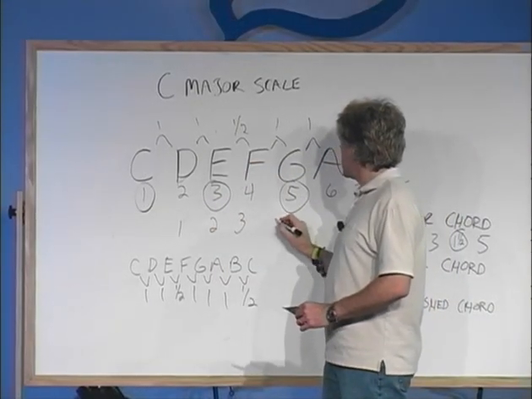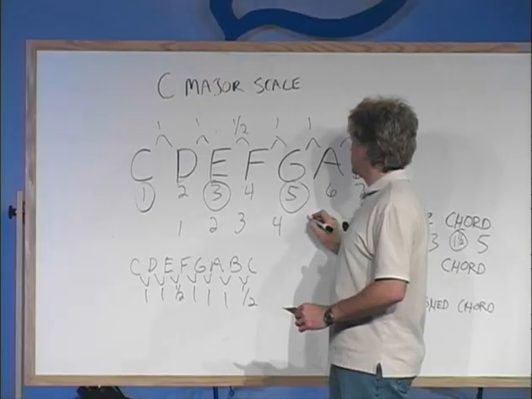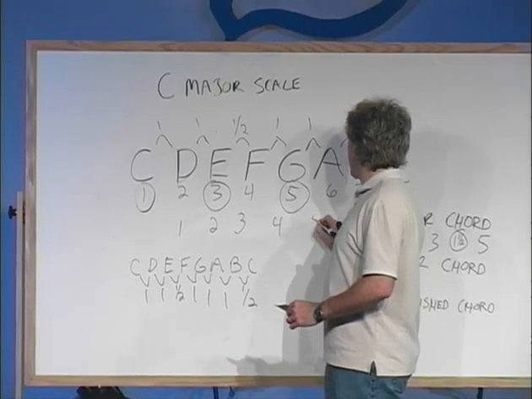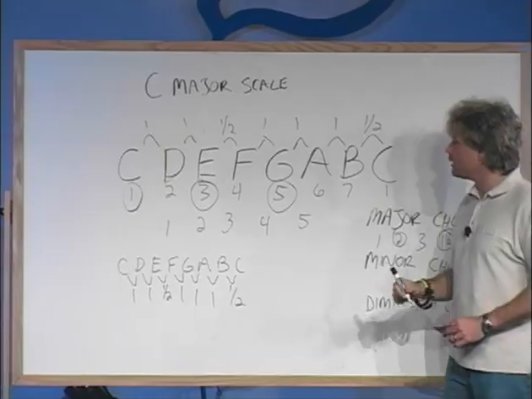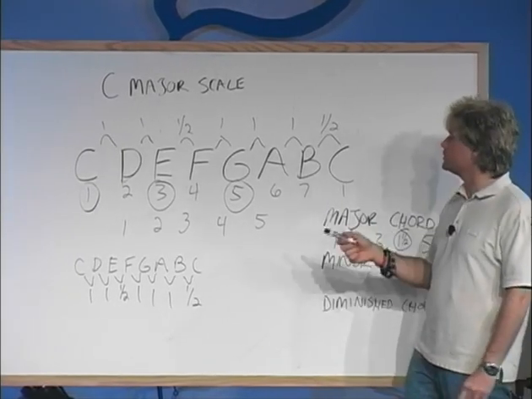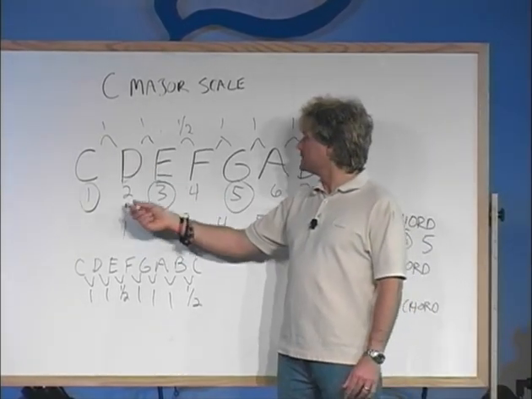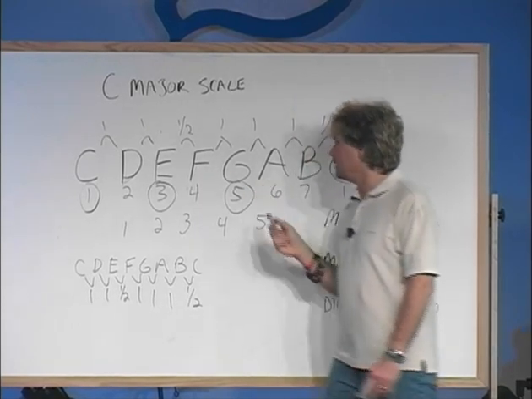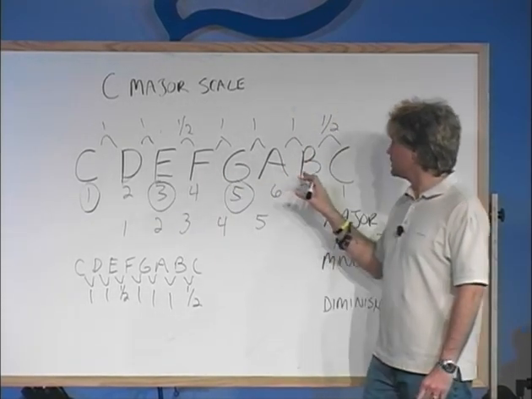F would be 3, G would be 4, A would be 5. Okay, so now we see that the first, third, and the fifth that we would use to build the D chord is D, F, and A. Those are the 3 main notes in the D chord.